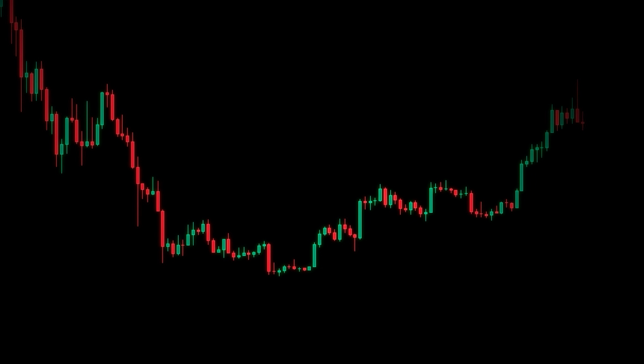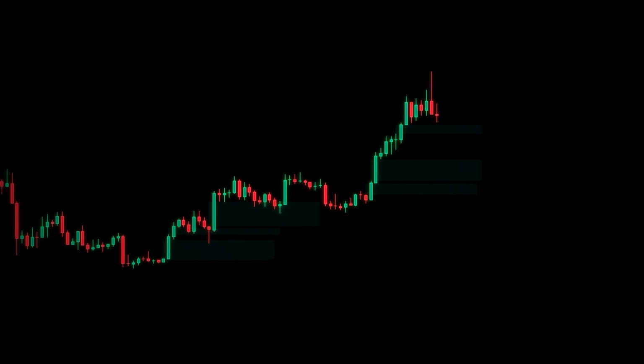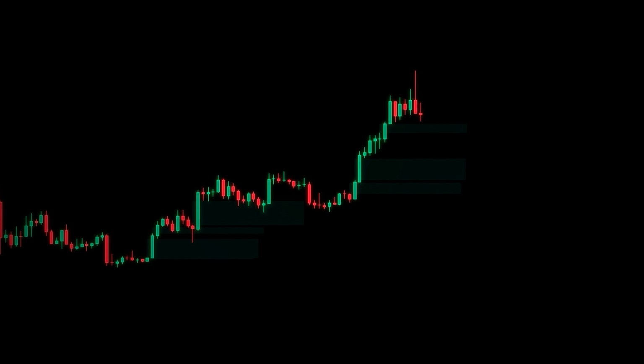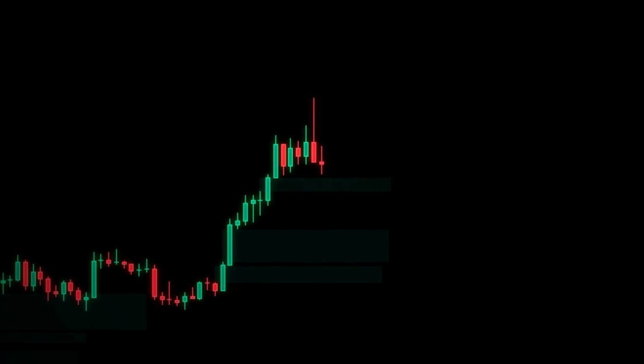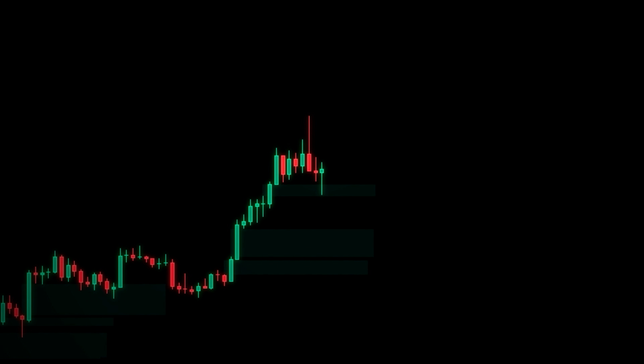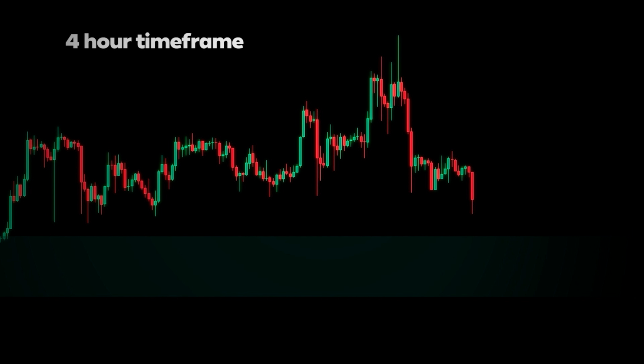Next, we'll want to identify a fair value gap on that same higher time frame that has made a higher high, indicating the uptrend. You'll want to watch out for fair value gaps that are near current market price or just below. Once price has reached the fair value gap, you'll want to zoom in to a lower time frame. For this example, I'll use a 4-hour chart.